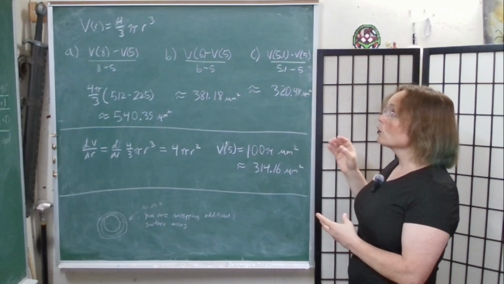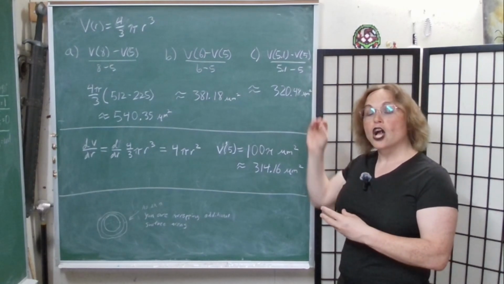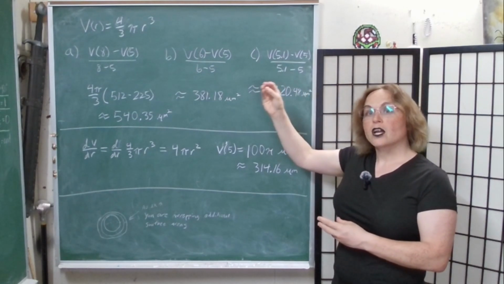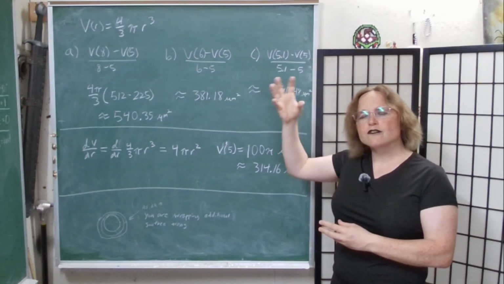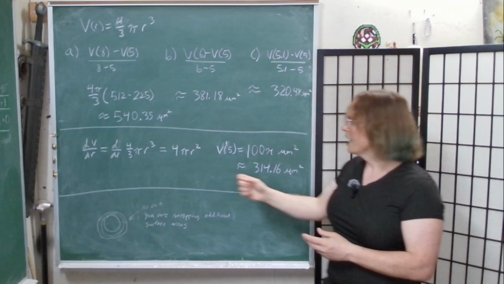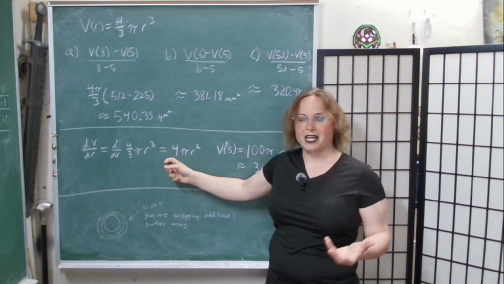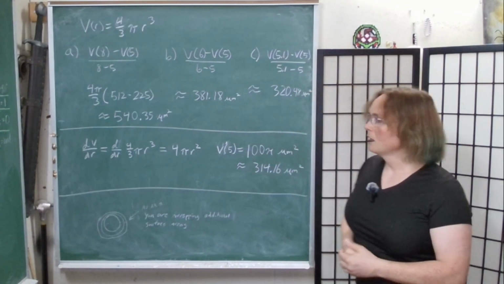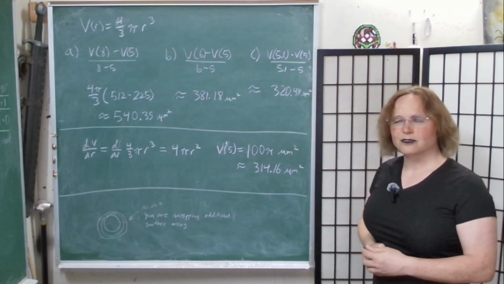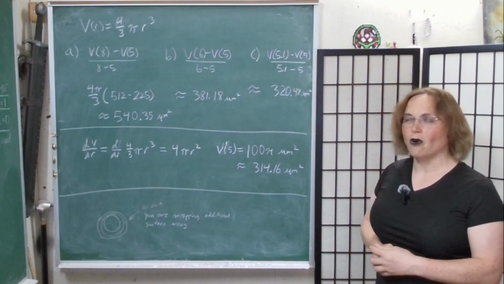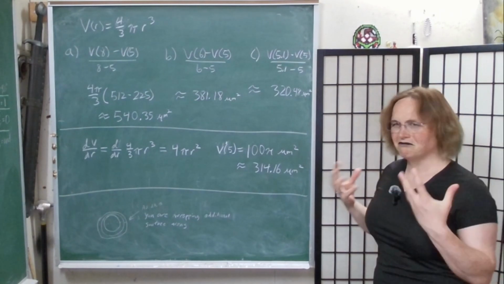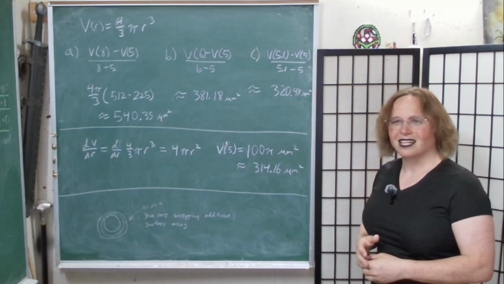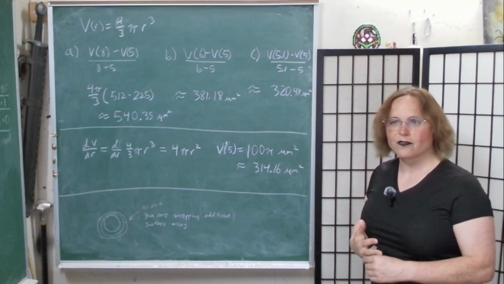But here we're looking at a change of volume compared to radius. And that change in volume compared to radius, it turns out, is surface area. And does that make sense? Would the change in volume compared to radius be surface area? Does that compute? Is that a unit that we would use for that?